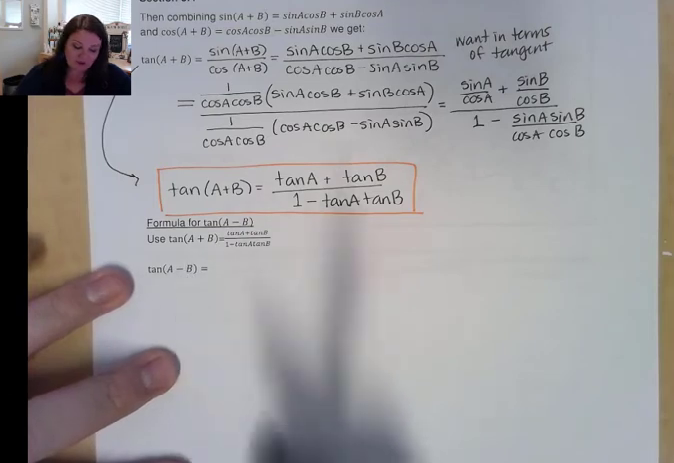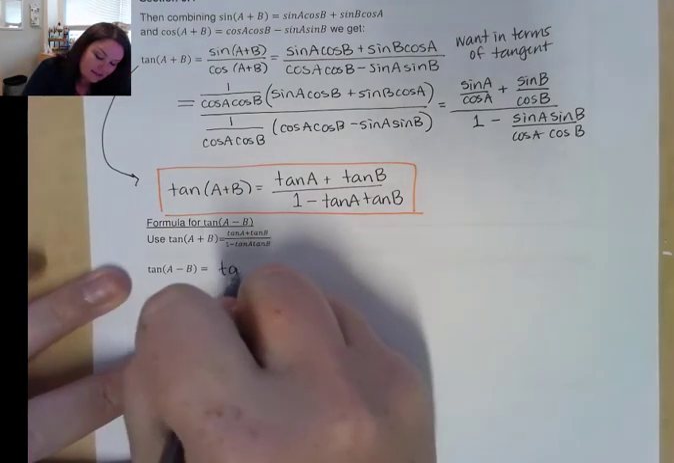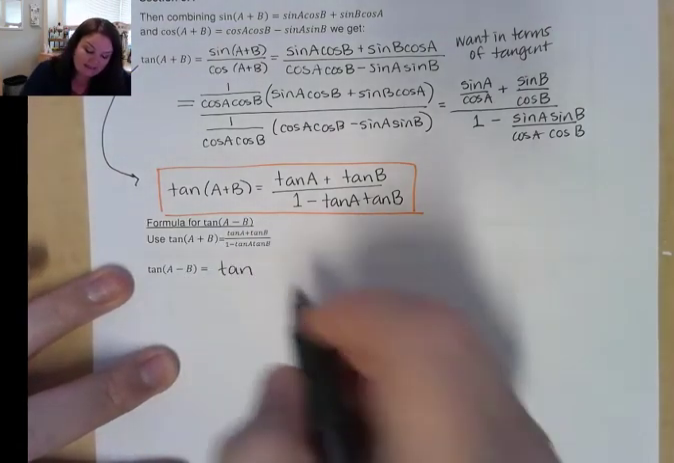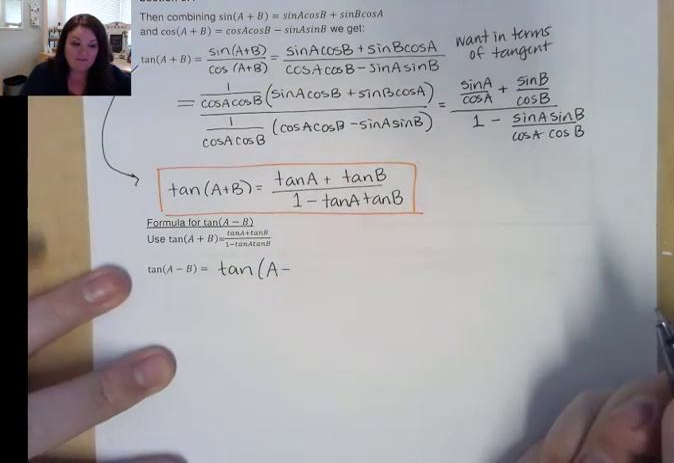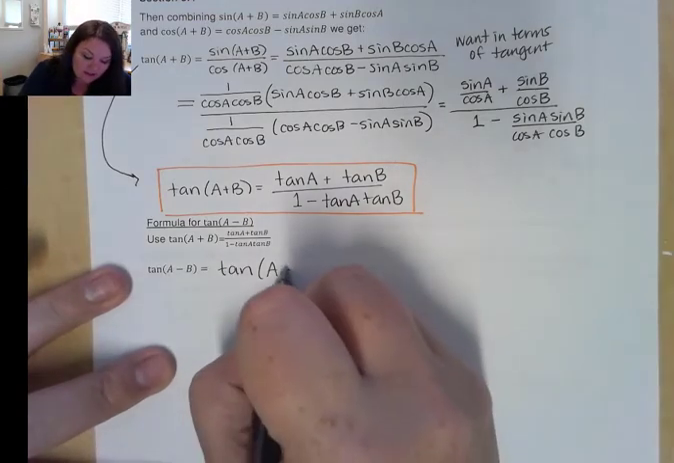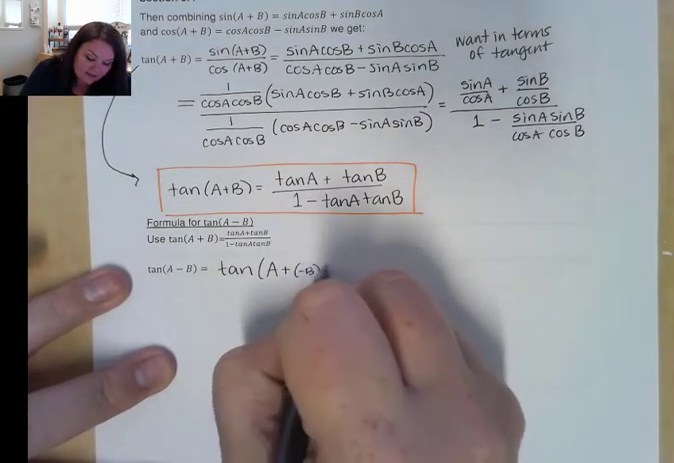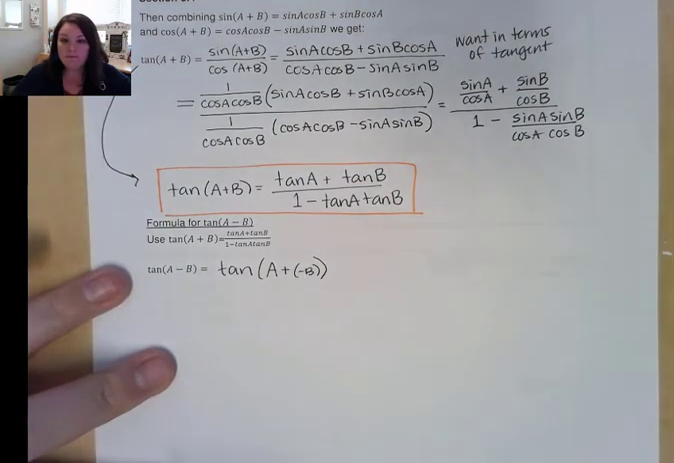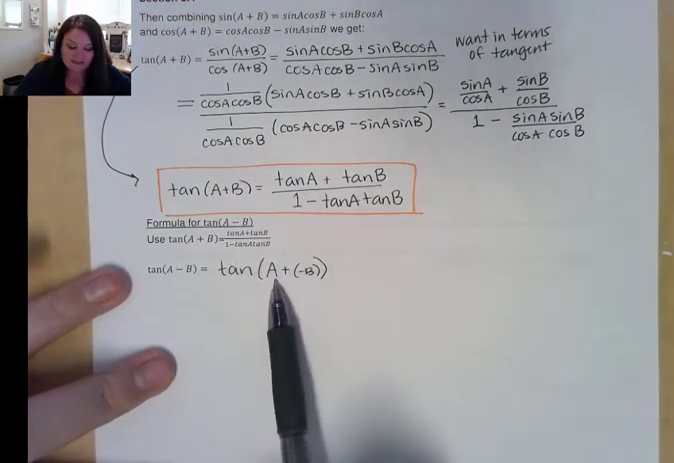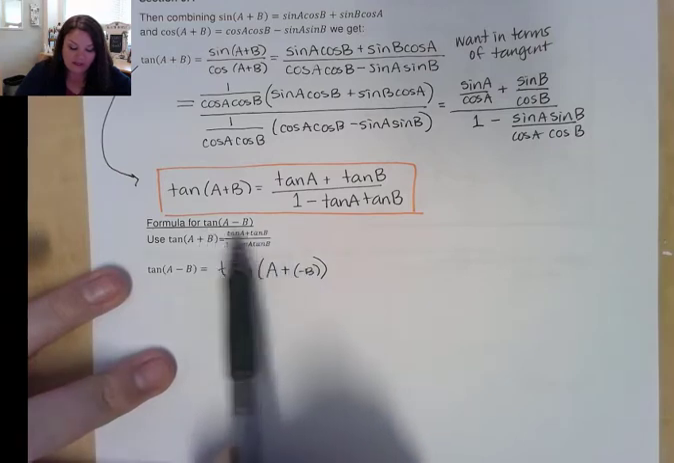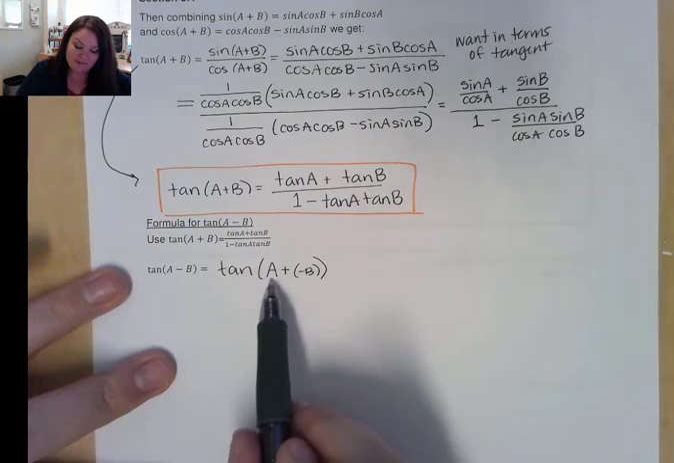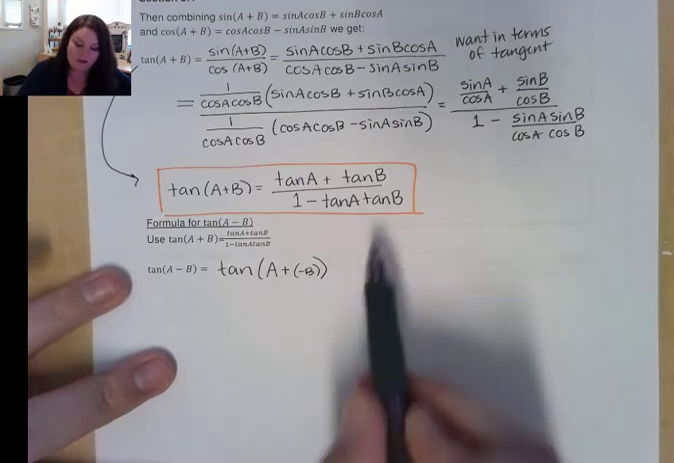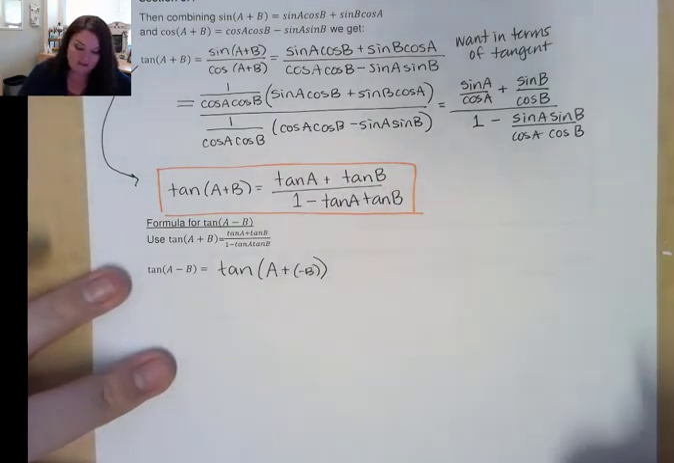So remember, the way that we can rewrite this as a difference is I can say tangent of A minus B is the same thing as tangent of A plus a negative B, because we want to be able to write this as an addition so that we can plug it into this formula we just came up with. So now this is my first angle, this is my second angle, and we're going to plug it into this formula.